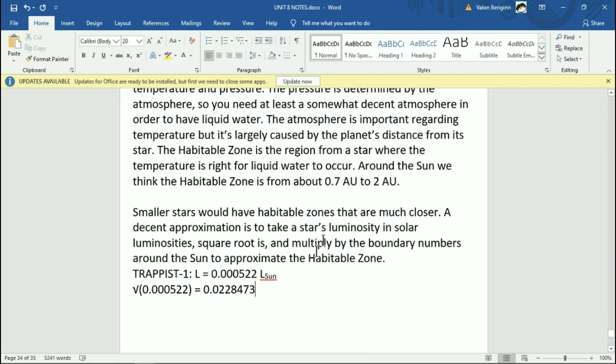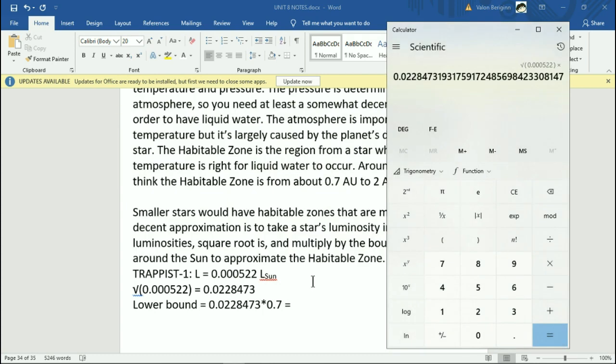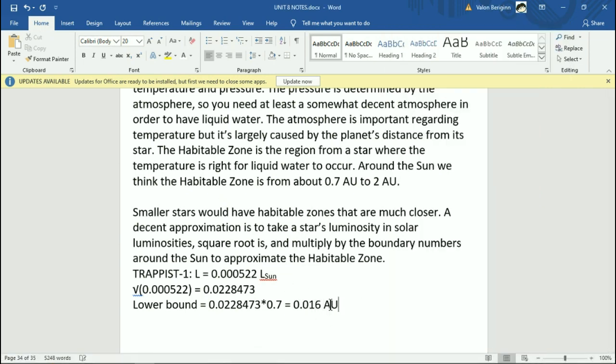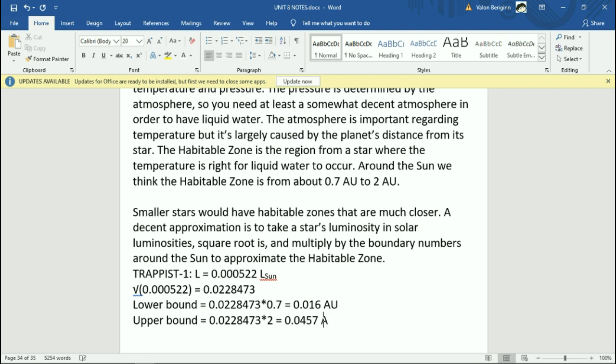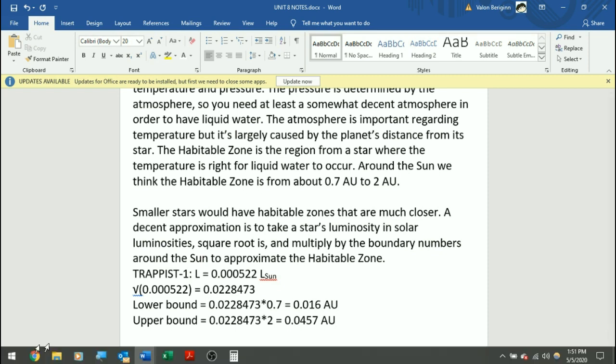Okay, so then you want to take this number and multiply it by these here. So this would mean your lower bound is 0.228473 times 0.7, and your upper bound times 2, or 5.7. Okay, so that's your bound for TRAPPIST-1. Basically, in order for a planet to have liquid water on its surface, we think you would need to be in roughly this range around TRAPPIST-1.